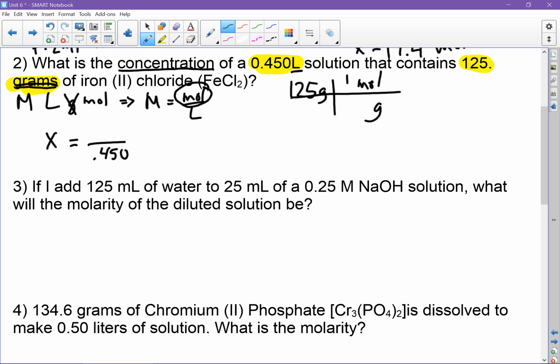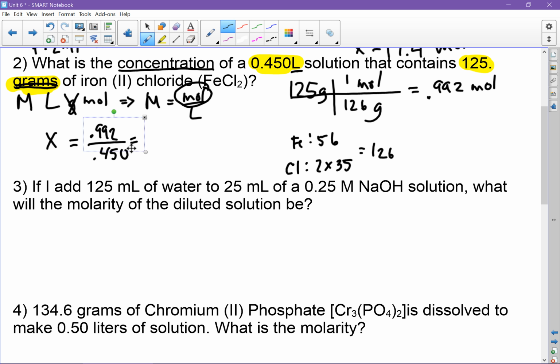So we have FeCl2, so we need the mass of that. So if you grab your periodic table, Fe weighs 56. There are 2 chlorines, they weigh 35 apiece. When you add that all up, the mass that you get is 126. That goes in your fence here. So when you do that fence, this is 0.992 moles. Now we can put that into our formula. Now we have all the pieces.